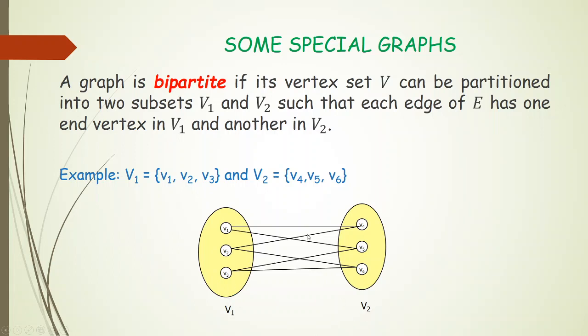And an edge in this graph connects one vertex from this subset and one vertex from the other subset. So you cannot see an edge connecting two vertices from the same set. Again, an edge will only connect vertices from different sets, from the two partite sets.